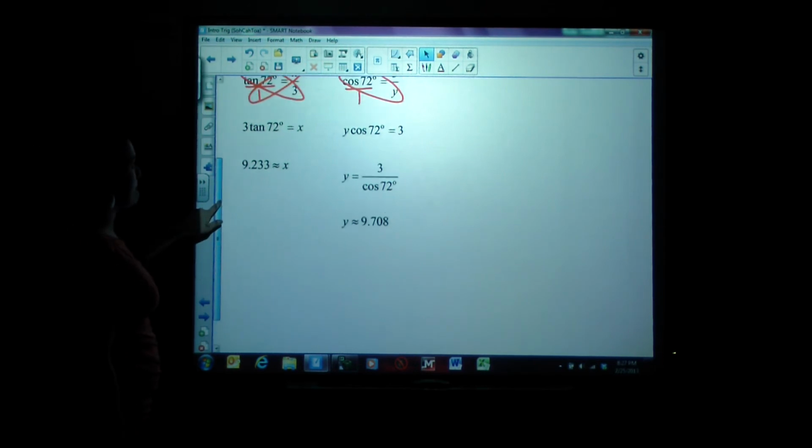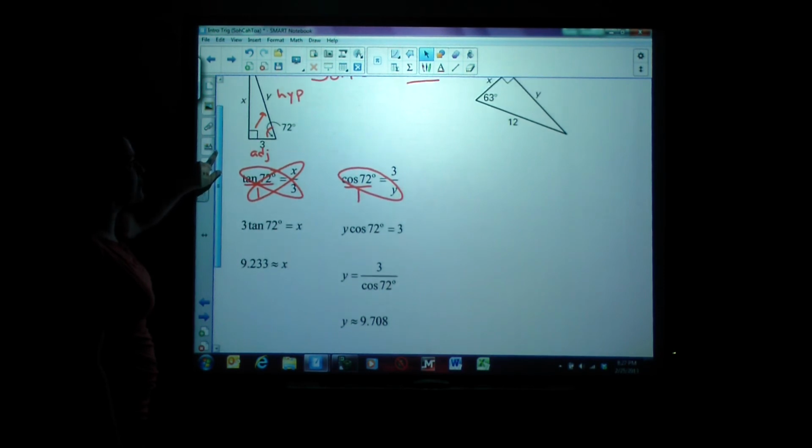Okay. Good. Hopefully that went well. Let's try the next triangle.